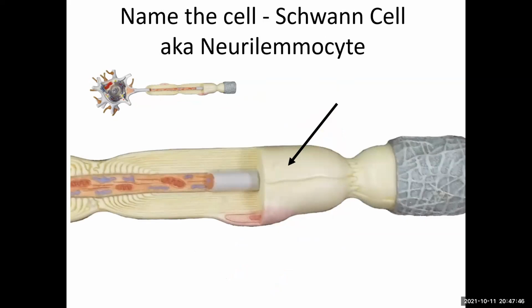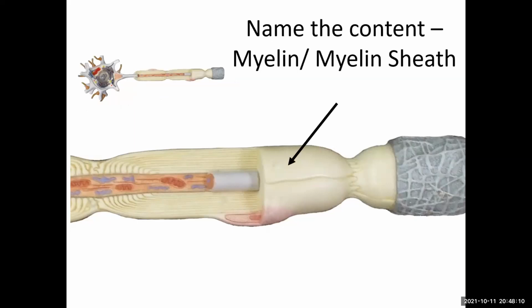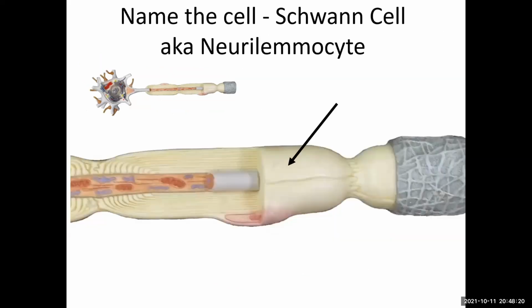The entirety of this cell will wrap itself around the axon in the peripheral nervous system. And it'll create that myelin coat, or that myelin sheath. So you can see there's the Schwann cell nucleus pushed up to the periphery of the neurolemmacyte. And then you can see that the arrow is pointing to the myelin sheath. So you might get confused here. Look at this. Here's the myelin sheath, and then the arrow is pointing to the Schwann cell.